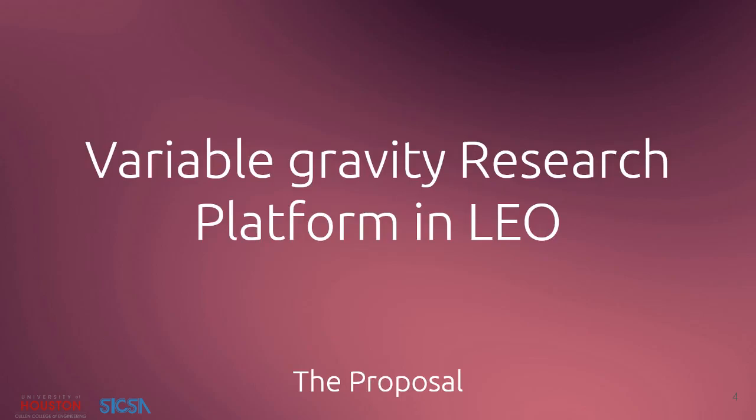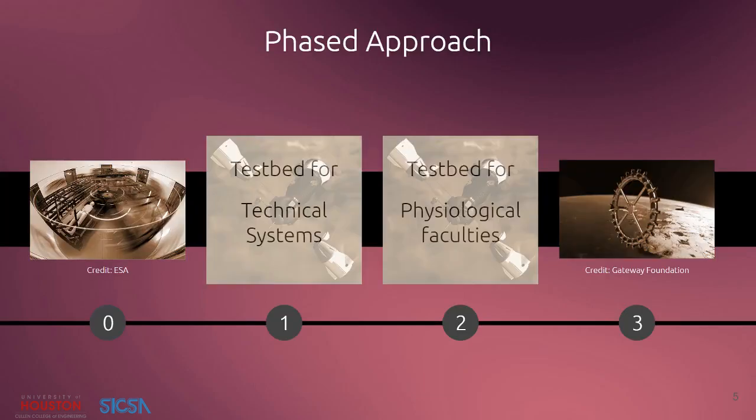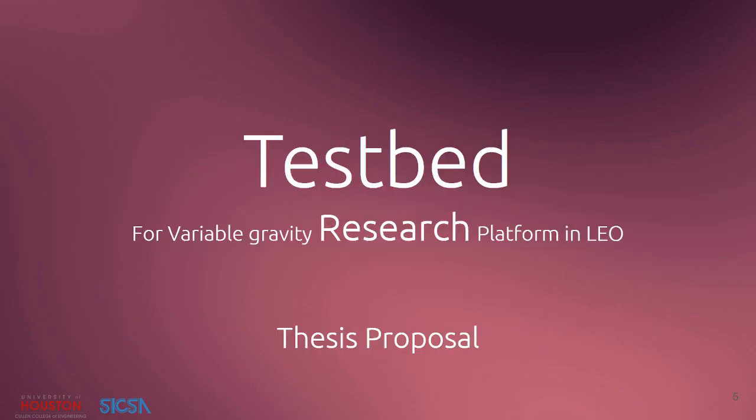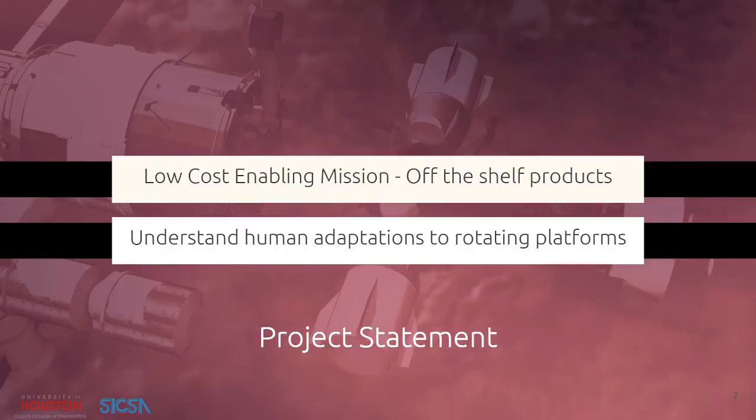So the proposal is a variable gravity research platform which orbits the Earth in LEO. Now, I understand that we cannot just go about doing that in just one big step. So I've adopted a phased approach where phases 1 and 2 shown here are the test beds leading up to the research platform. And so my thesis becomes a test bed rather than the research platform itself.